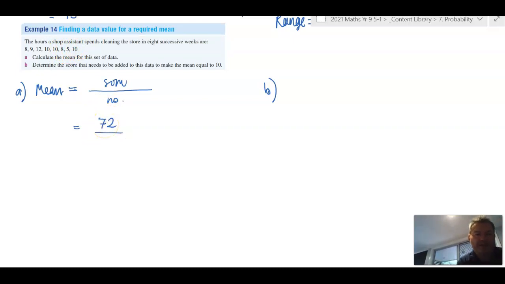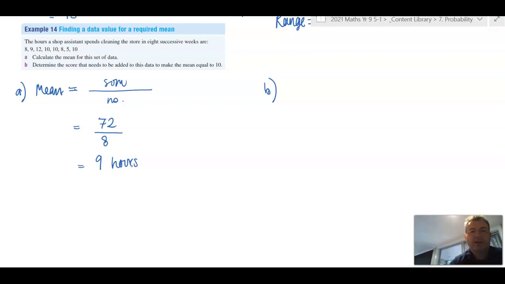So the sum will be 72. And there are 1, 2, 3, 4, 5, 6, 7, 8. There are 8 scores in total. 72 divided by 8 is 9. So this represents the mean number of hours spent cleaning the shop. Okay, in part B, the question is a little bit different. Determine the score that needs to be added to this data to make the mean equal to 10.